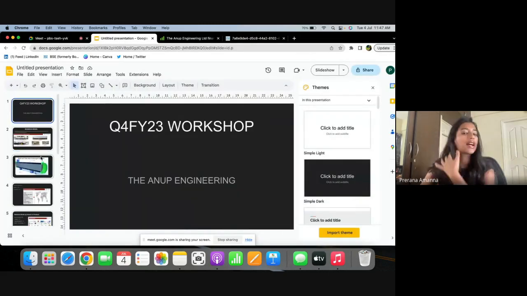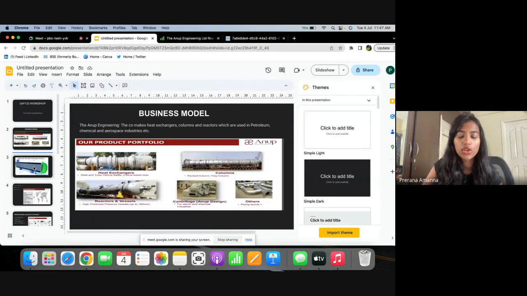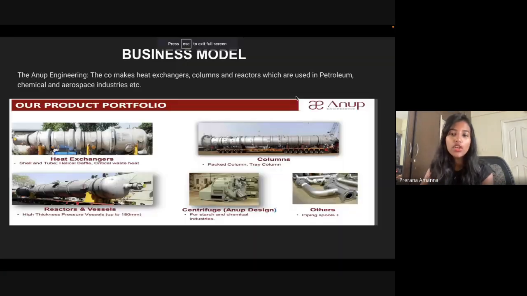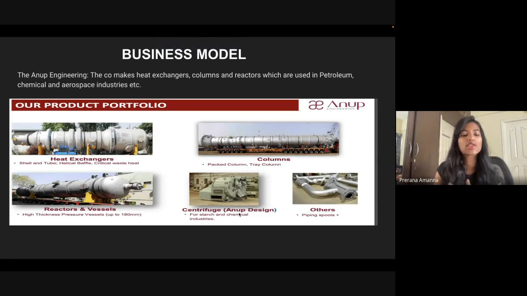So today the company will be Anup Engineering. Let's first understand the business model. What exactly does Anup Engineering do? Anup Engineering makes heat exchangers, columns, reactors, and all these big vessels. I won't go into detail on what a column does or the function of a reactor and vessel, because if you see the revenue breakup, the majority of the revenue comes from heat exchangers, around 75%.